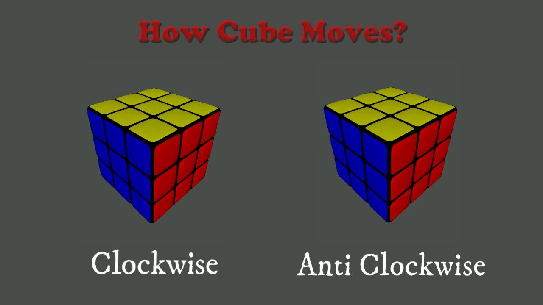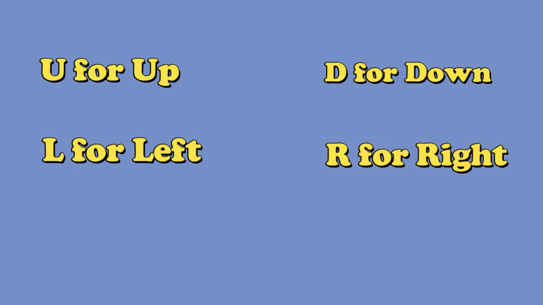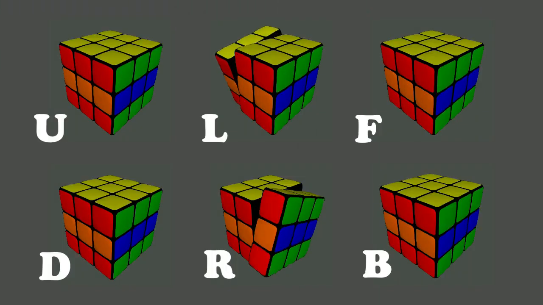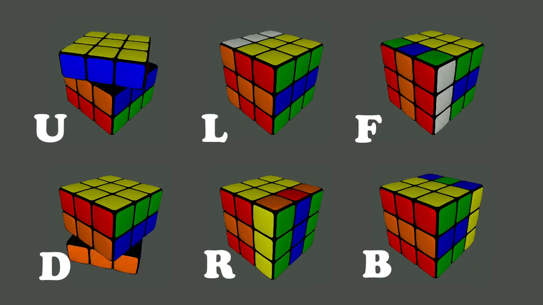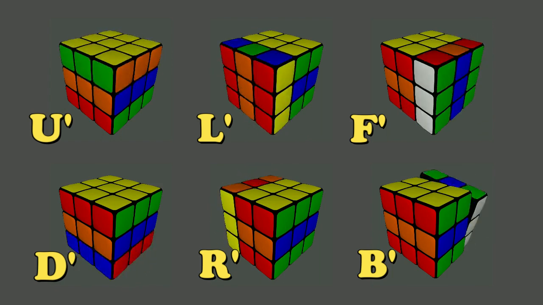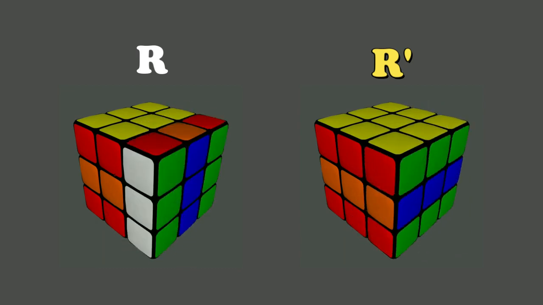Each side of the cube is associated with a letter. The letters which we will use here are U for up, D for down, L for left, R for right, F for front and B for back. A plain letter means you have to move clockwise. A letter followed by an apostrophe or prime symbol means you have to move it anti-clockwise. For example, R means you have to move the right side of the cube clockwise, and R prime means you have to move the right side of the cube anti-clockwise.